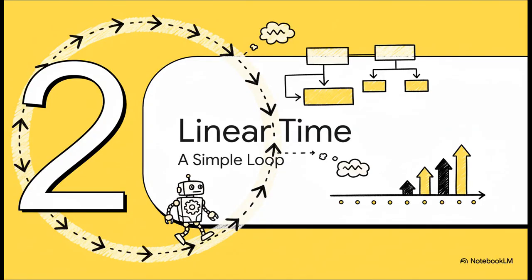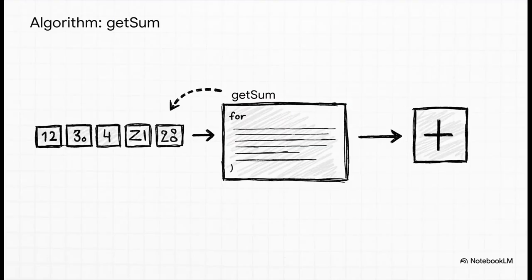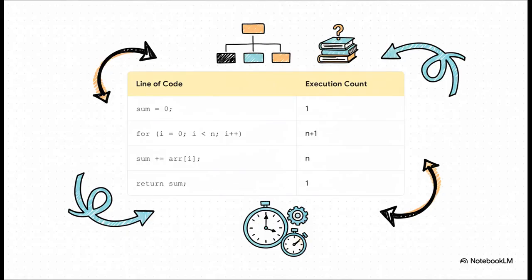We're going to start with one of the most fundamental building blocks in all of programming, a simple loop. This is our perfect gateway to understanding what we call linear time. Take a look at this little algorithm here, getSum. Its job is super straightforward. You give it a list of n numbers, and it adds them all up for you. You see stuff like this everywhere. So let's actually roll up our sleeves and count exactly how many steps the computer has to perform to get this done.